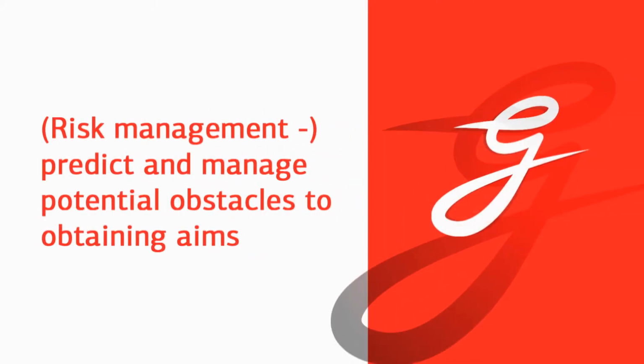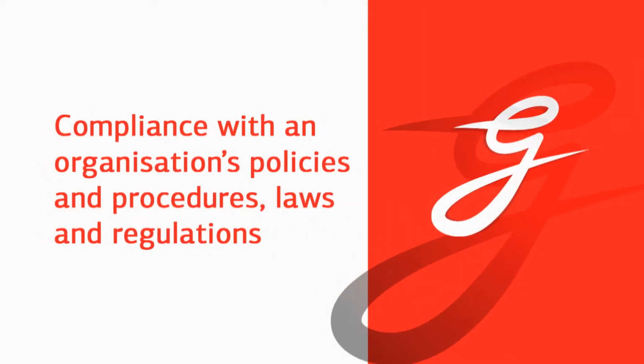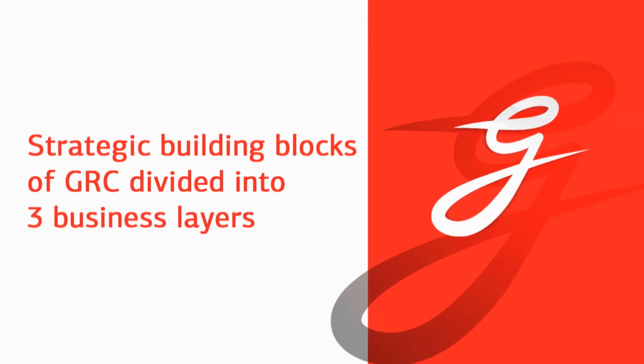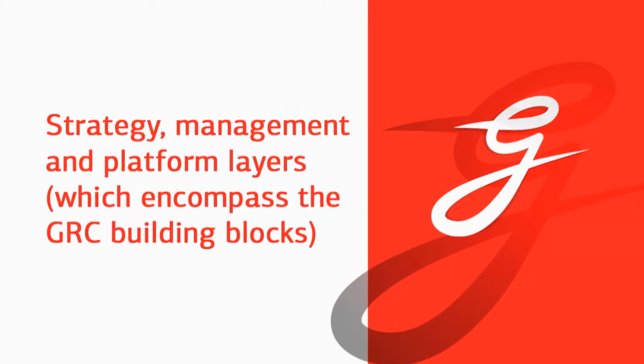Risk management is predicting and managing risks that could hinder the organization from achieving its objectives. And compliance is compliance with the company's policies and procedures, laws and regulations. Strong and efficient governance is considered key to an organization's success. GRC has different strategic building blocks, split between three layers of businesses. The three layers are the business strategy layer, business management layer, and business platform layer. And every building block of GRC belongs to one layer.